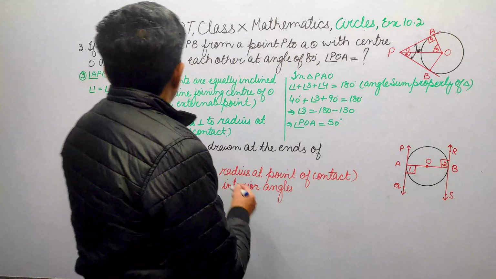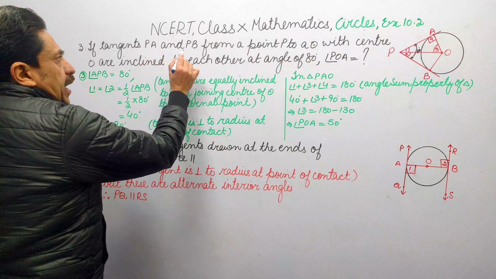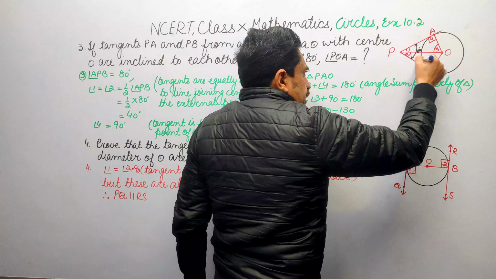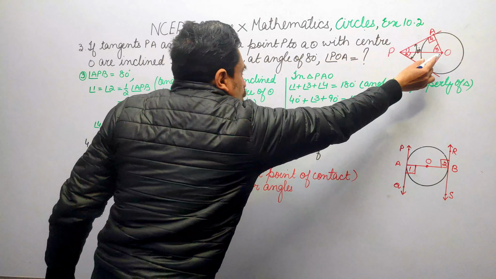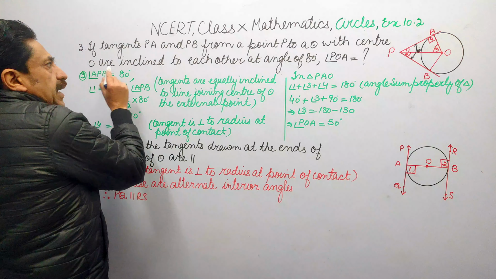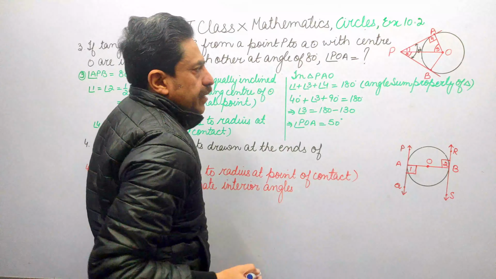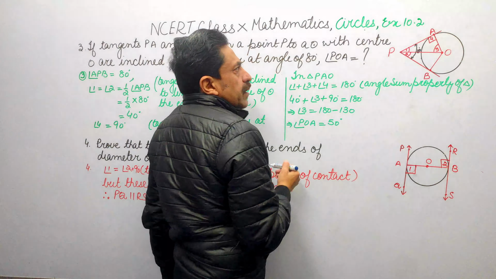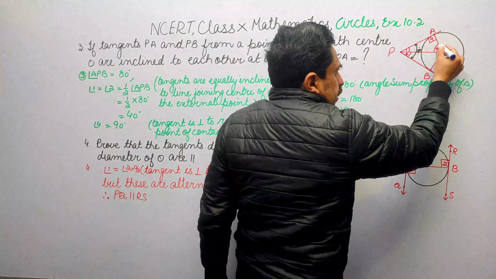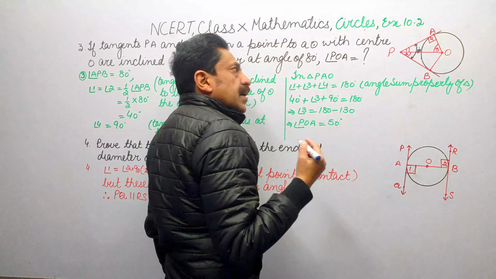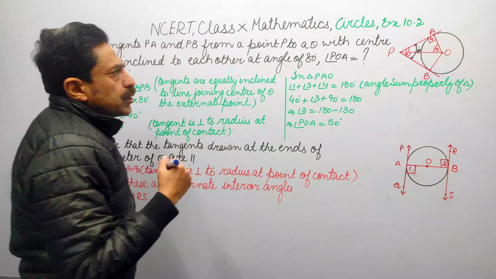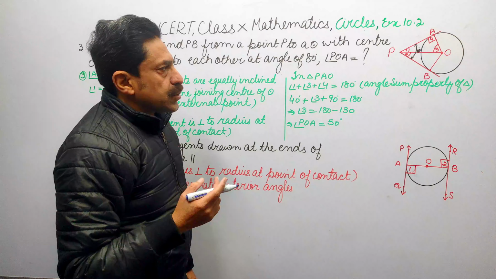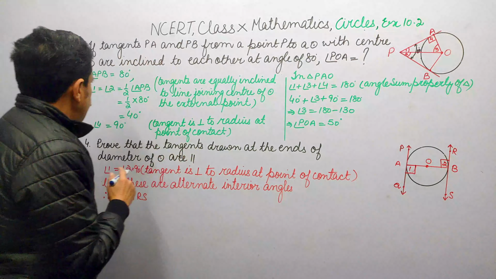Question 3. If tangents PA and PB from a point P, we have tangents PA and PB with center O. The center of the circle is O, and they are inclined to each other at 80 degree. That is, the angle between the two tangents is 80 degree. We have to find angle POA. This angle, which we have marked as 3, is angle POA. Now several methods are possible to solve this question; we will do one of them.